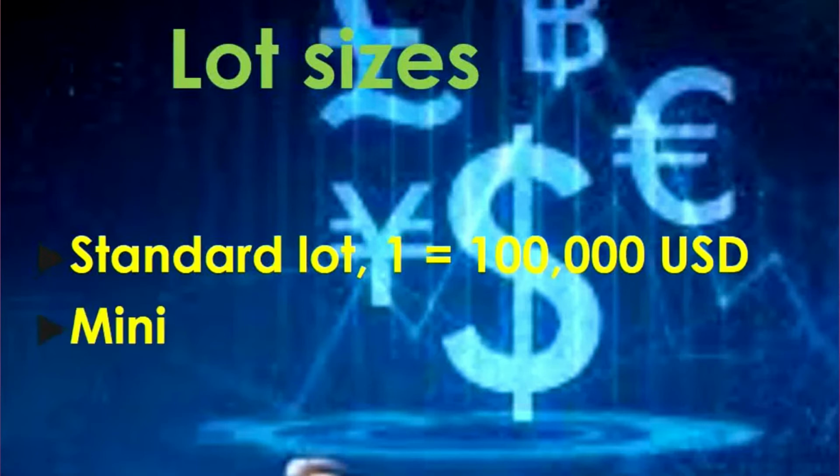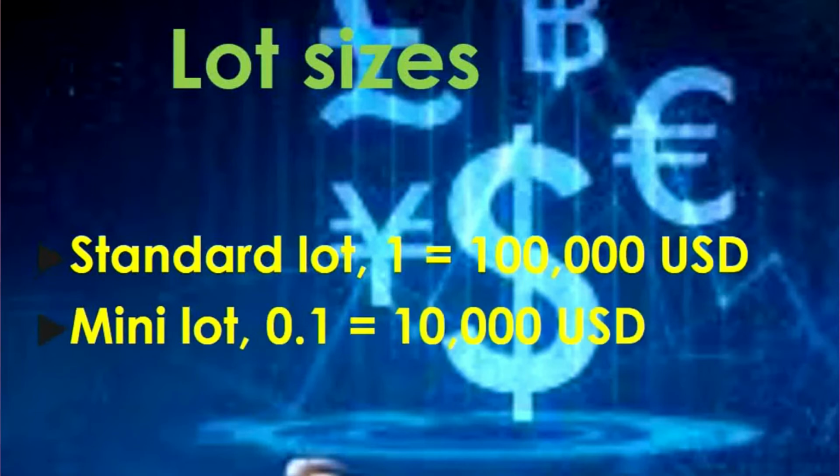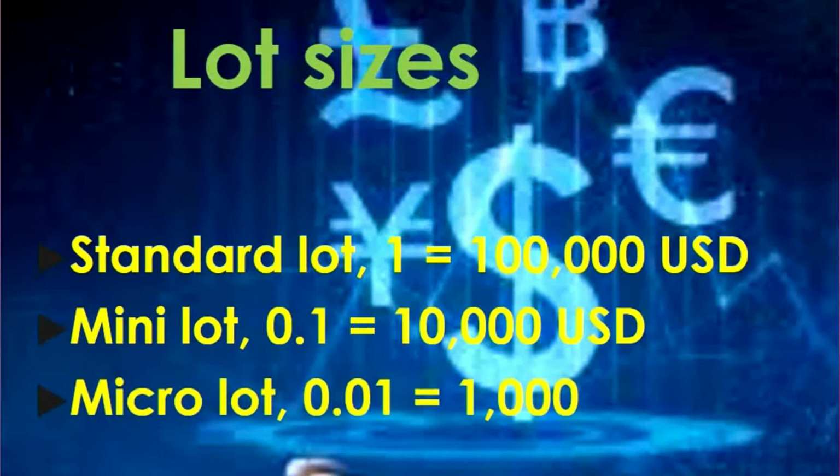What about a mini lot? A mini lot of 0.1 is equivalent to $10,000. So if I use a mini lot of 0.5, then it is equivalent to $50,000. And then a micro lot of 0.01 is equivalent to $1,000.